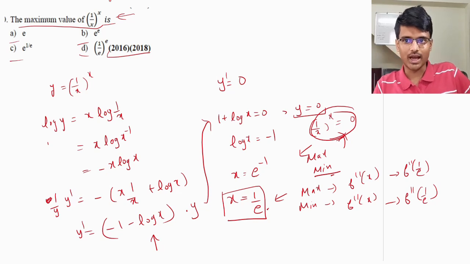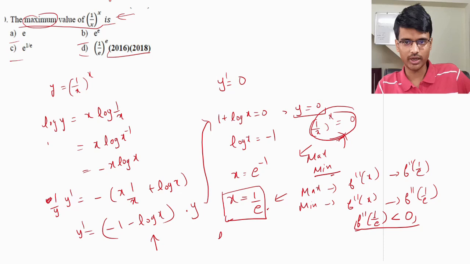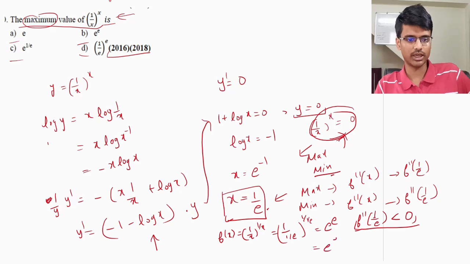As they are asking us in the question, it is maxima, so we can assume that f double dash at 1 by e is going to be less than 0. So I just need to substitute at x equal to 1 by e, what happens to my f of x. f of x is given by 1 by x whole power 1 by x. My x is 1 by e, so I'll substitute 1 by e whole to the power of 1 by 1 by e. This is nothing but e power e. So the correct answer is e power e. So the maximum value is option B. This is how you solve these kind of questions.